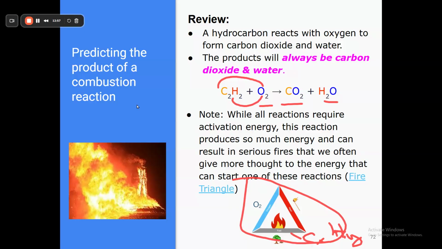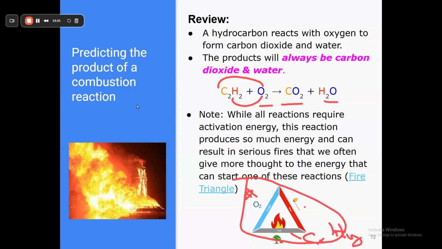CXHY. Sometimes we can add oxygens or nitrogens in there. We'll look at that later. But for the most part, we've got to make sure we know that the fuel is a hydrocarbon. So any amount of carbons and hydrogens bound together. You must have oxygen. It can't happen unless oxygen is present. That's how we break the triangle so we can put out fires.